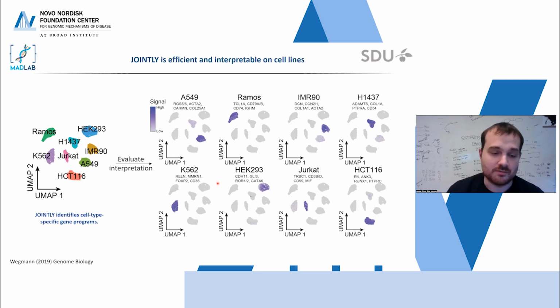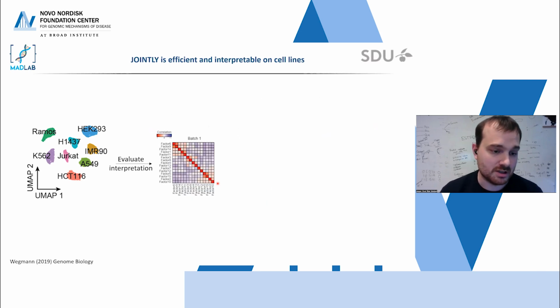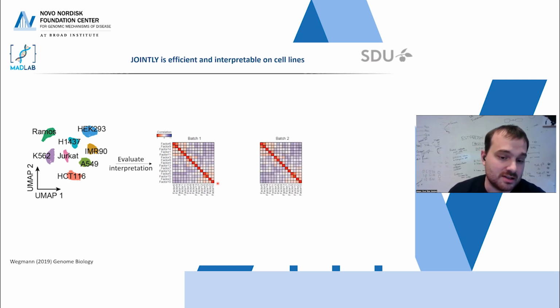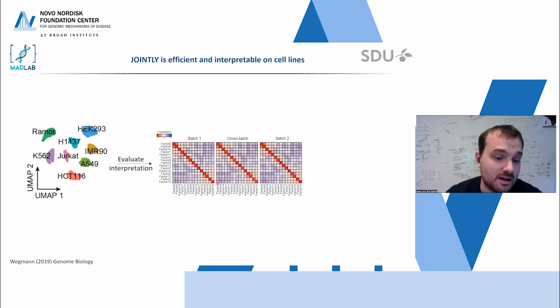And if we look at these factors and compare them to each other, that's what we did here. So on the x-axis and on the y-axis, you have the same factors, and then we are just correlating the scores. We can see that the scores are generally not strongly correlated to each other. And the same is true in the second batch. And we can also see it across batches, indicating that the gene programs identified by jointly are orthogonal to each other.